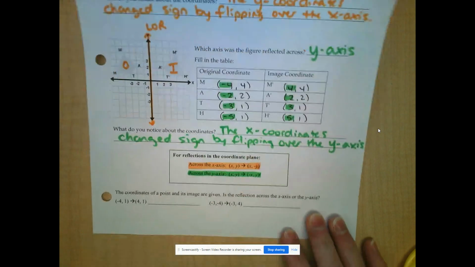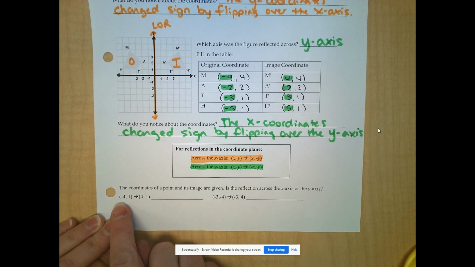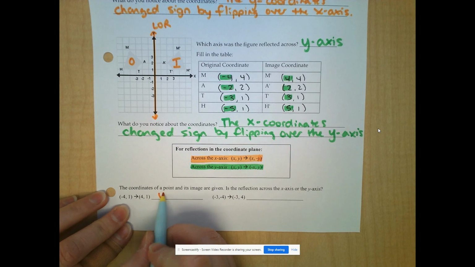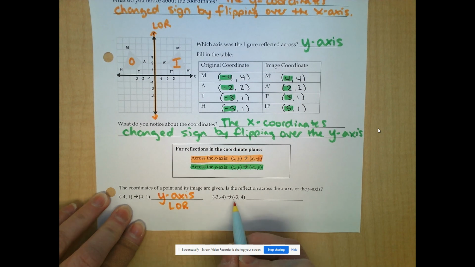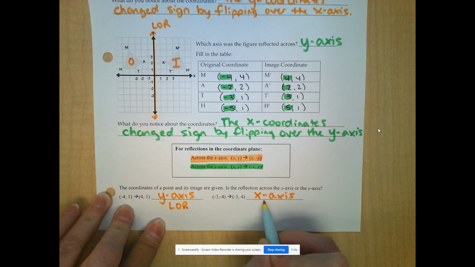So the coordinates of a point and its image are given. Is the reflection across the x or y axis? The -4 becomes a 4, which is the x coordinate. If the x coordinate changes, it is flipping over the y axis as the line of reflection. And if the -3 stays a -3 and the y coordinate changes from a -4 to a 4, this one is flipping over the x axis as the line of reflection because the y coordinate changed.